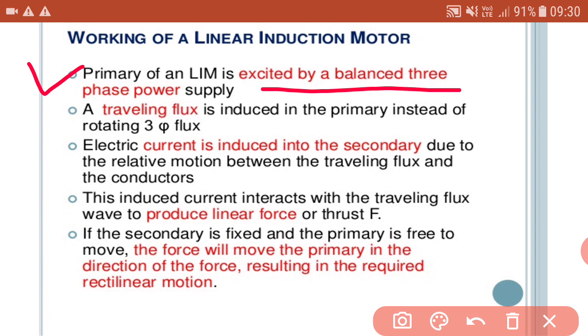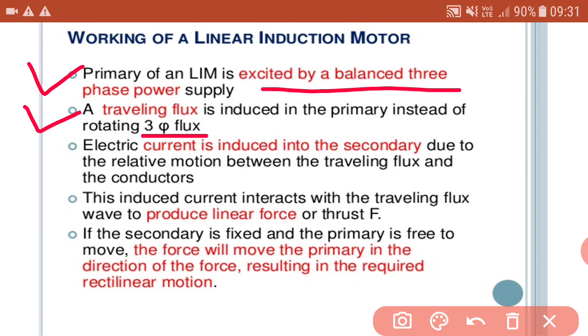Now a traveling flux is induced in the primary instead of a rotating three-phase flux. In a linear induction motor, a traveling flux is induced in the primary, because it is not a rotating device. It is not a round-shaped device, so there is no rotating magnetic flux.